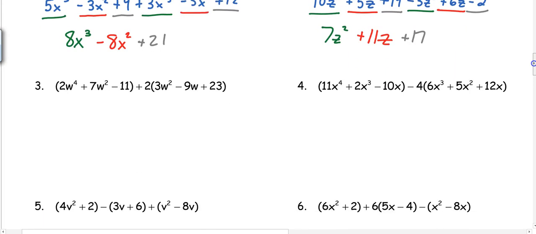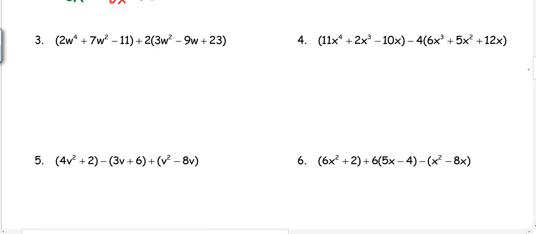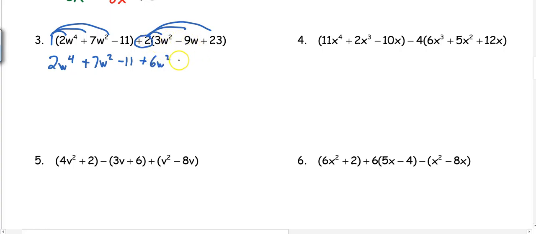In number 3, we have 2w to the 4th plus 7w squared minus 11 plus 2 times parentheses 3w squared plus 9w plus 21. So in the first set of parentheses, I'm still just distributing a 1. In the second set of parentheses, I'm now distributing a positive 2. So remember, when you're distributing here, you always keep the sign that's in the middle to distribute the number. So I have 2w to the 4th plus 7w squared minus 11. 2 times 3w squared is 6w squared. 2 times 9w is negative 18w, and 2 times 23 is 46. Remember, you're only multiplying the coefficients, which are the number in front of your variables.